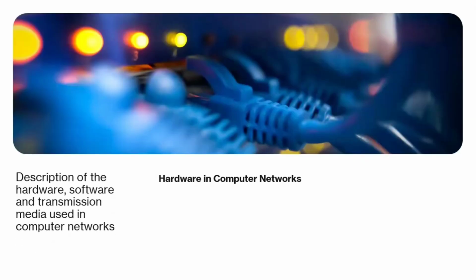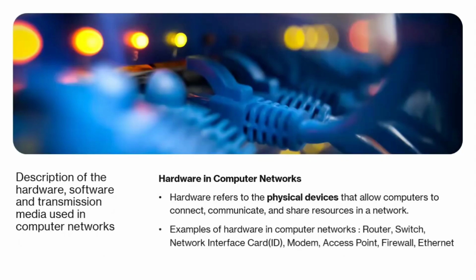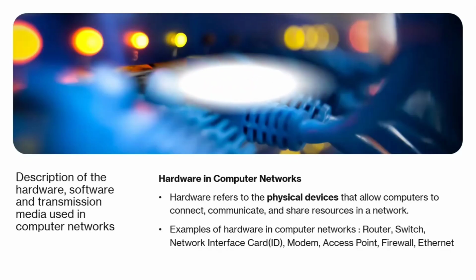And now we are going to see the description of the hardware, software, and transmission media used in computer networks. Hardware refers to the physical devices that allow computers to connect, communicate, and share resources in a network. Examples of hardware in computer networks are the router, the switch, the network interface card, the modem, access point, firewall, and Ethernet.